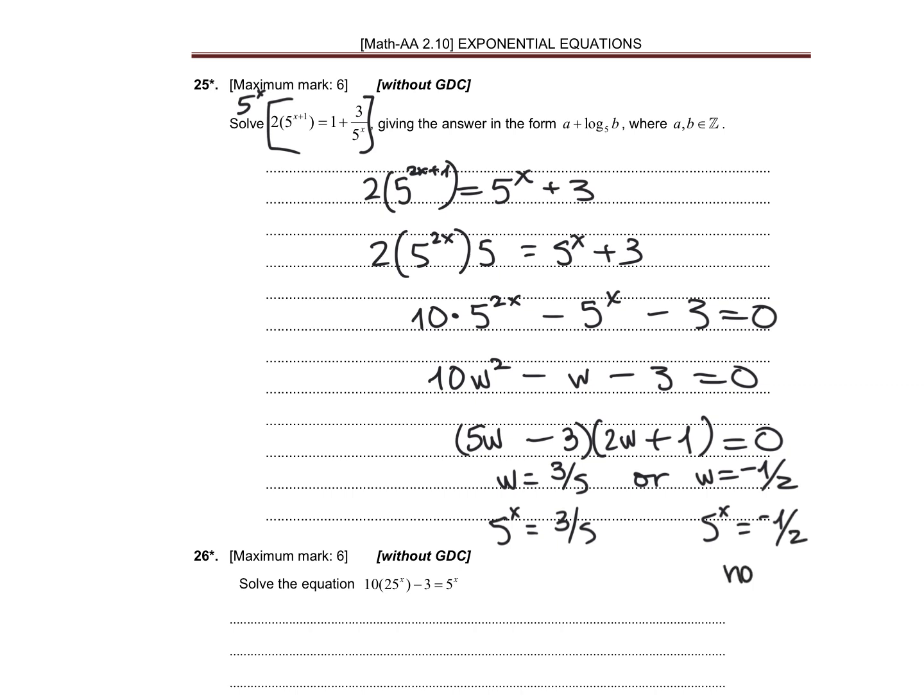So this is no solution here because 5 is a positive number. 5 to nothing will give you a negative number. And this one, we have to write it this way. So if we write it logarithmically, 3 over 5 equals x. So I think it's just that.